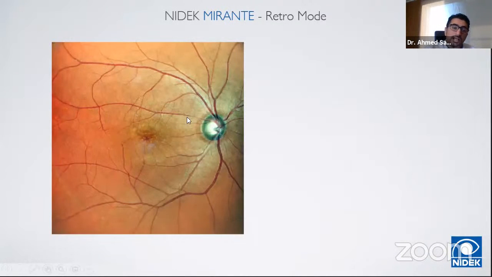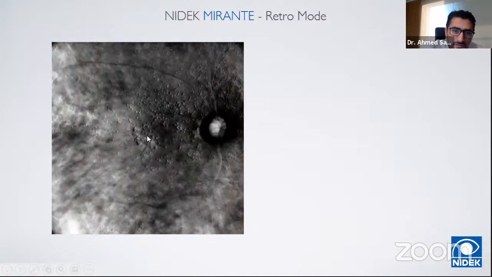Another example here, I like this example, which is a colored image. And when you look at this image, you can say that the patient is nearly normal. However, yes, there are some changes in the area of the macula. But when we take a retro image, we can see that there is massive drusen on the front surface of the retina.